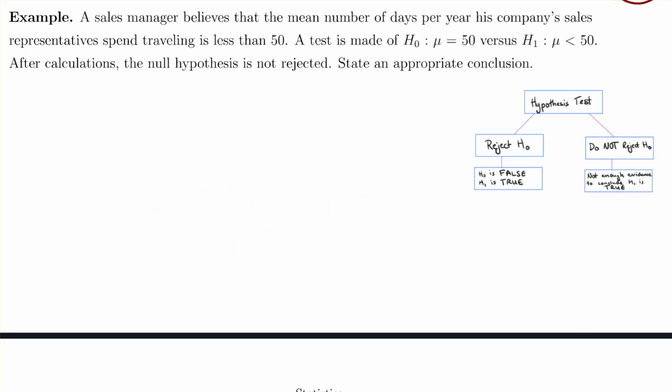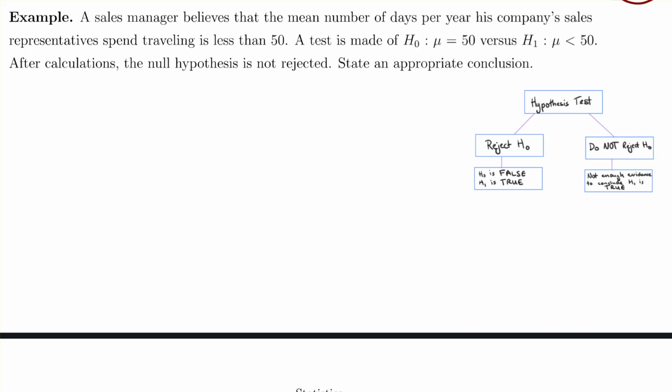Here we have that a sales manager believes that the mean number of days per year his company's sales representative spends traveling is less than 50. A test was made where our null hypothesis is that the mean number of days traveling was exactly 50 versus the alternate hypothesis that the mean number of days spent traveling was actually less than 50. After calculations, it ends up that we do not reject the null hypothesis. Now we need to state our appropriate conclusion.